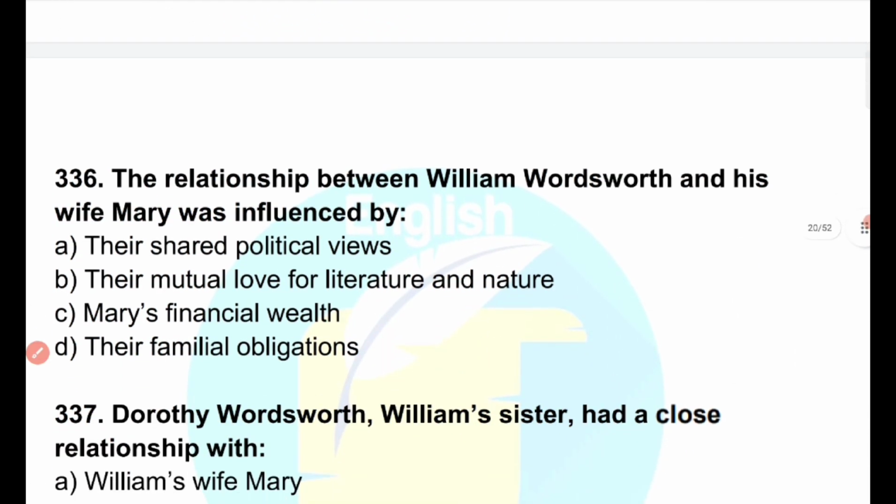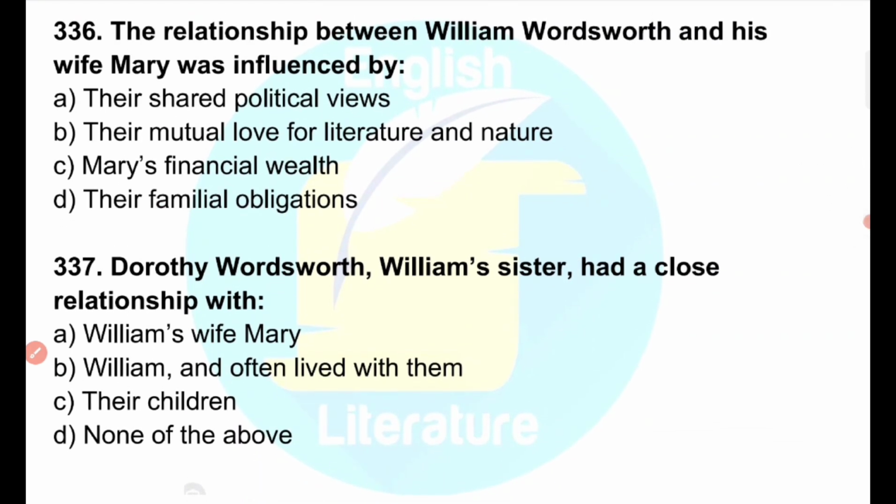The relationship between William Wordsworth and his wife Mary was influenced by... Option B, their mutual love for literature and nature. Mary and William shared a deep appreciation for poetry and nature. Mary also transcribed and edited Wordsworth's work.